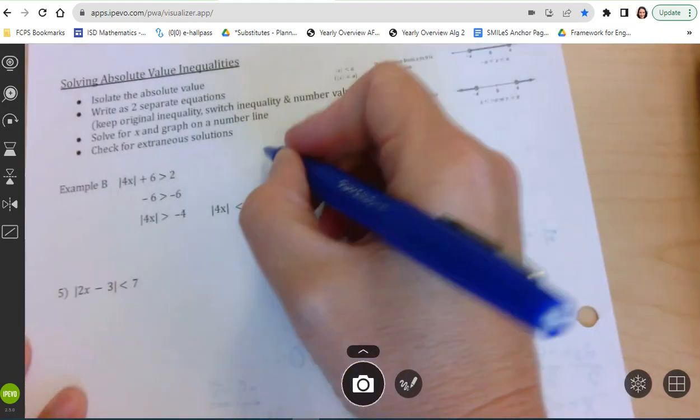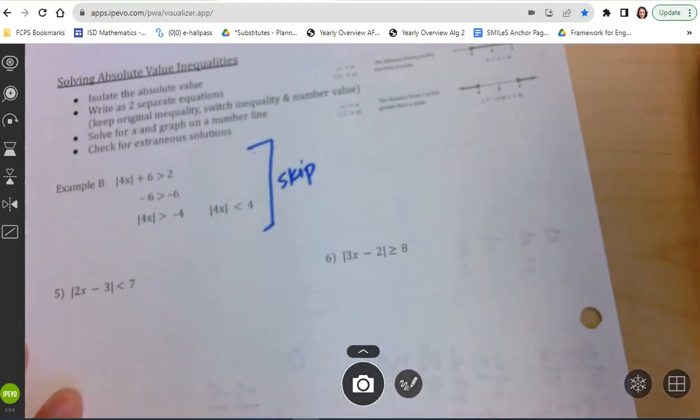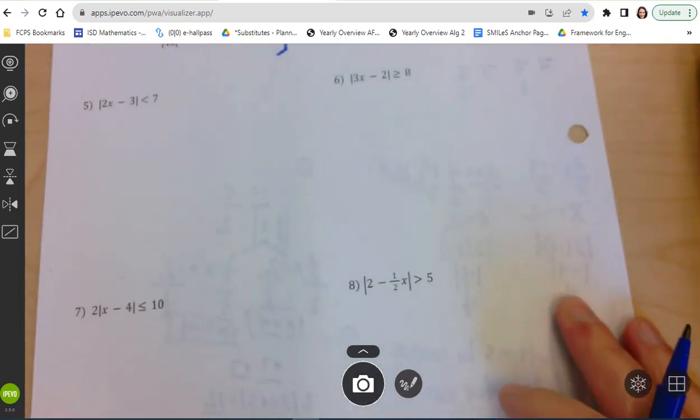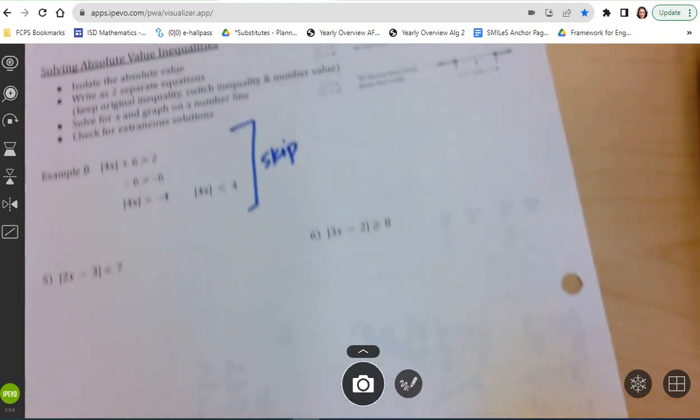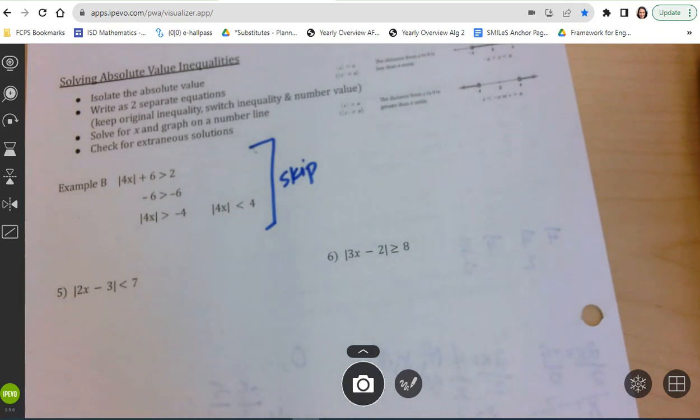All right, I don't like this example too much, so I'm going to skip the example and work through some other problems with you. I'm going to work through 7 and 8 and then let you guys work through 5 and 6. But before I work through 7 and 8, let's look at the steps at the top. Step 1 says isolate the absolute value. That's the same, right? Nick, is that the same as the other page? Yes. Yeah, we did that.